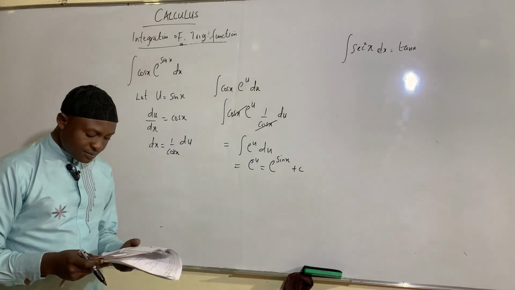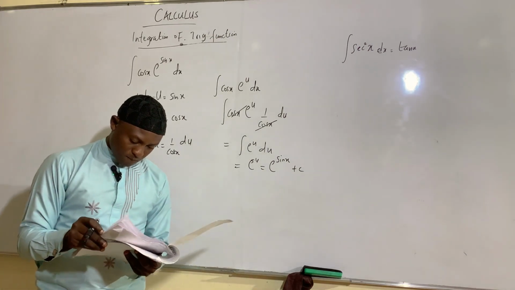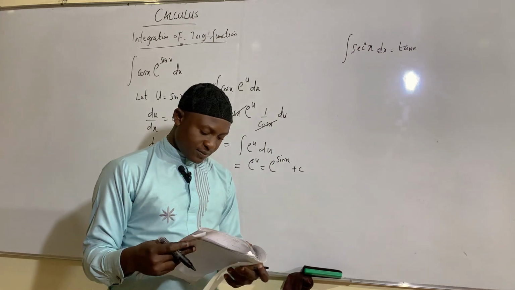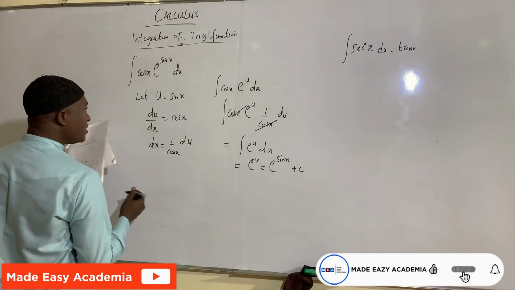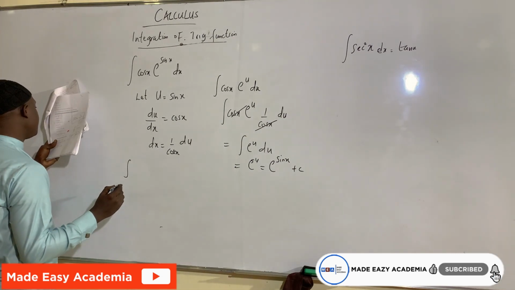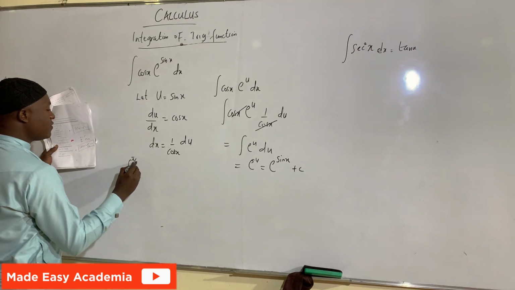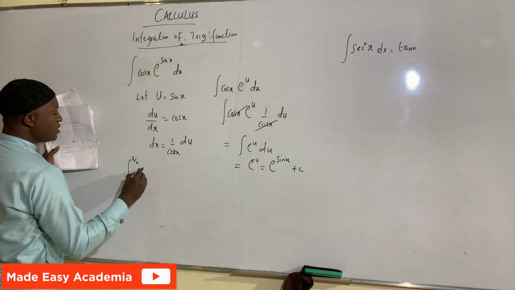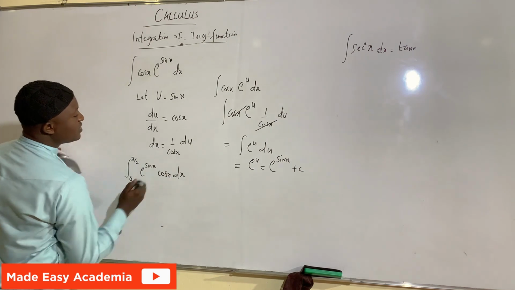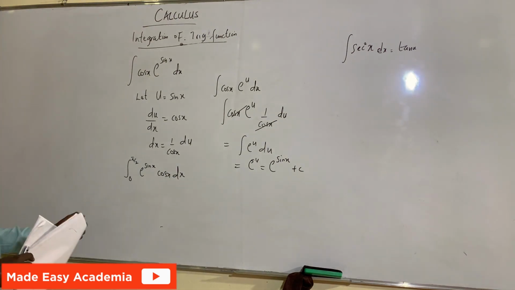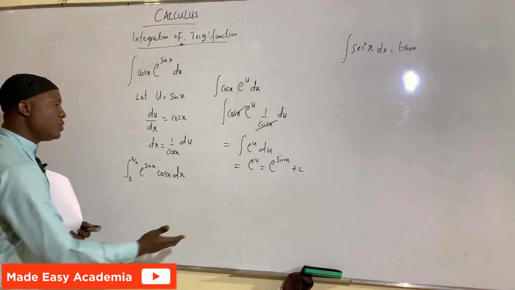So let's see the question from these materials. Okay, it's the same problem, but they only said the integral from 0 to pi over 2 of e raised to the power of sine x cos x dx. Luckily, it's the same question. So now you can see this one is definite because it has the upper limit and lower limit. So luckily, we have already got the result.